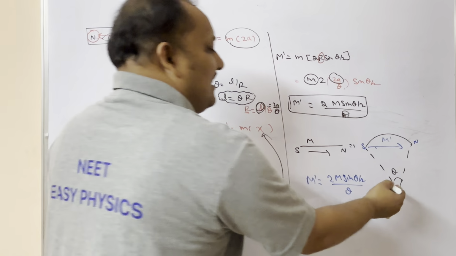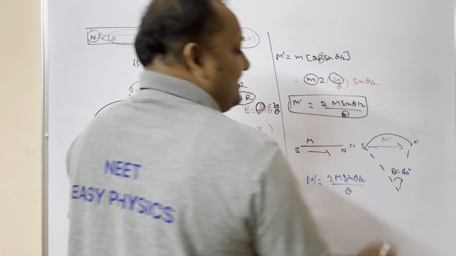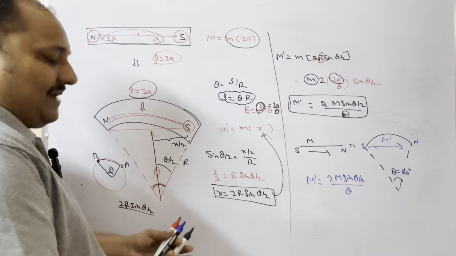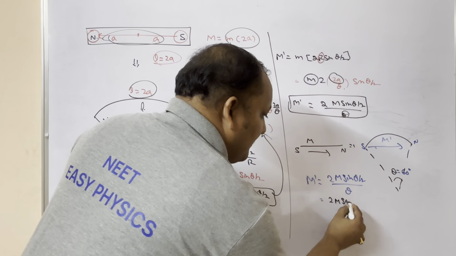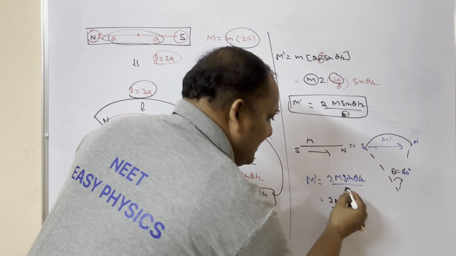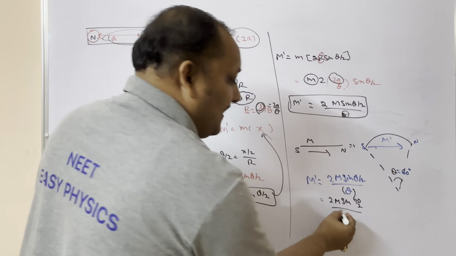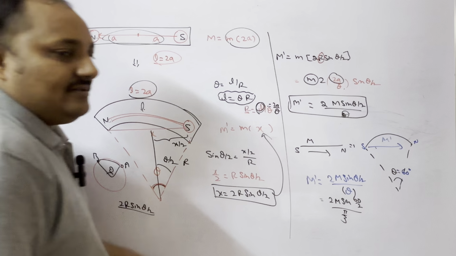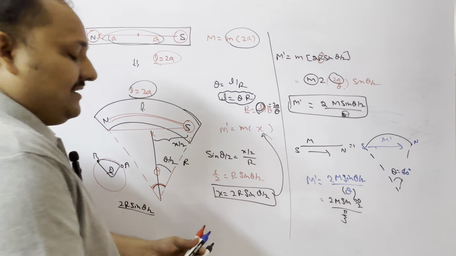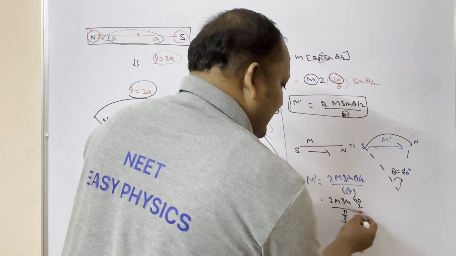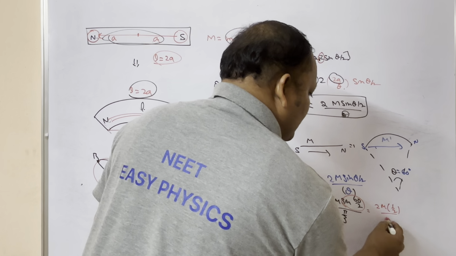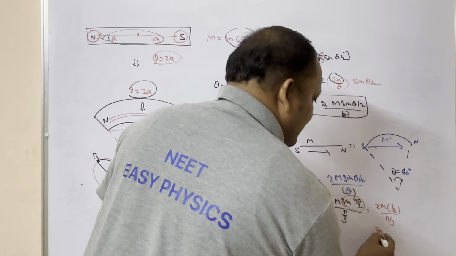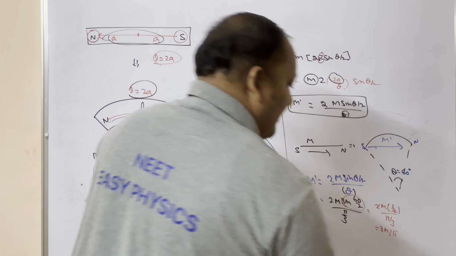One year they asked, theta is given 60 degrees, then what is the new magnetic moment? Theta is given 60 degrees means 2M sin 60 by 2 by 60, which can be written as pi by 3. Correct? Pi by 3 is 60. So if you cancel, this is sin 30. Sin 30 value is 1 by 2, into pi by 3. 2 cancels, 3M by pi.